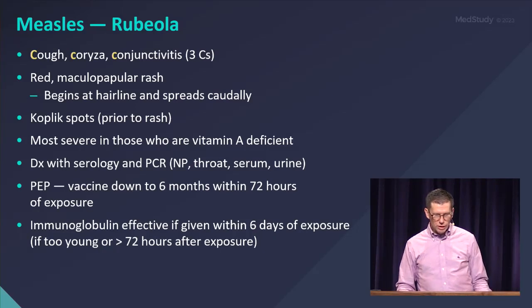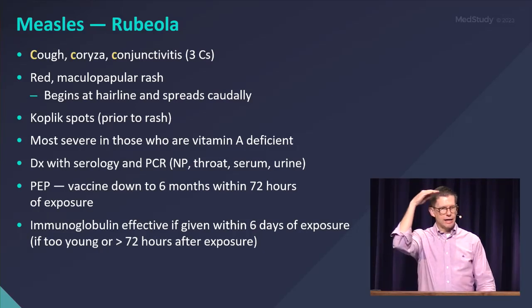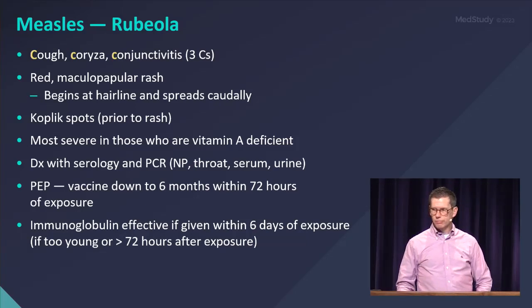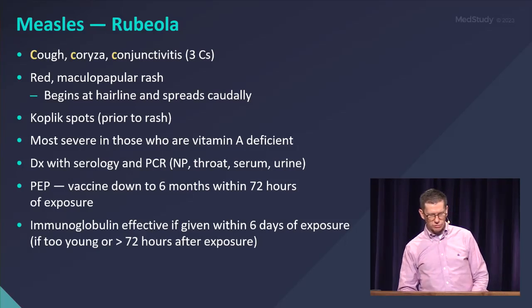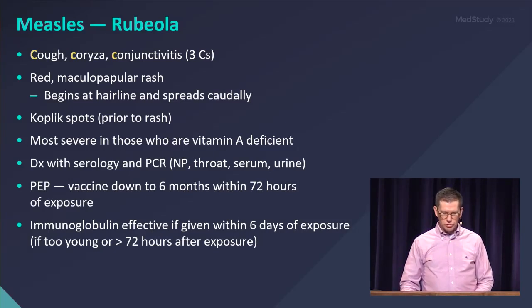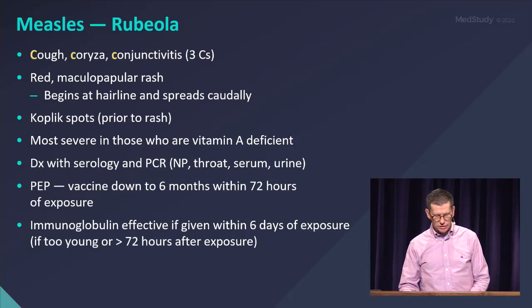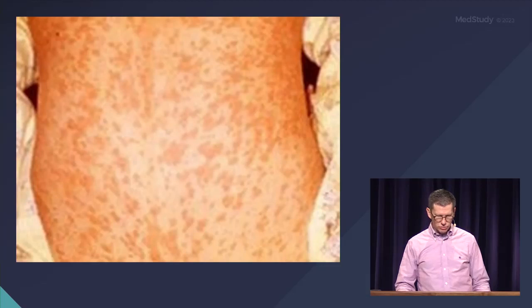So measles, also known as rubeola. The rash is going to start at the hairline at the top and work its way down. Vitamin A deficiency can produce more severe disease. We typically diagnose this with serology or PCR from an oropharyngeal area. And then you do get post-exposure prophylaxis, and you give that via vaccine down to 6 months of age within 72 hours. If this happens and you give the measles vaccine before the first year of life, then this does not count as their 2-dose vaccine series. You have to still give the 2 doses. This is a picture of what it looks like as it's moved down onto the trunk.